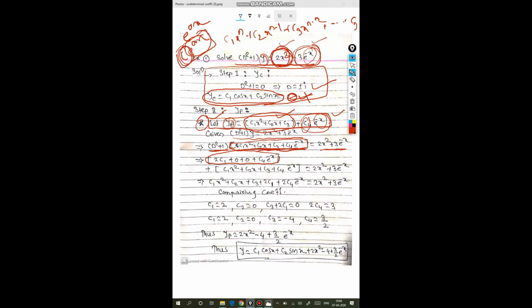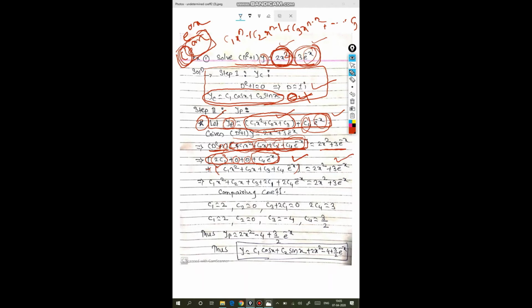So you observe, the second derivative of c1 x square is 2c1. The second derivative of c2 x is 0. The second derivative of c3 is 0. The second derivative of c4 e raised to minus x is plus c4 e raised to minus x. That is the second derivative. Plus, because it is d square plus 1, 1 into that bracket, so the bracket of that yp is as it is. The RHS is as it is.